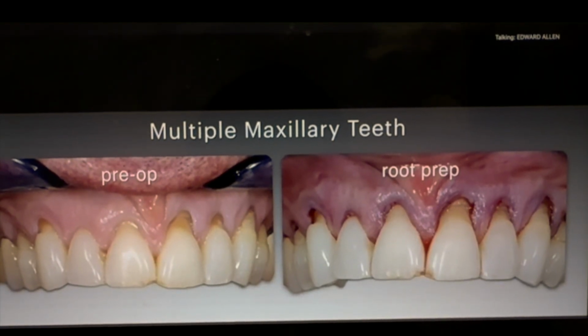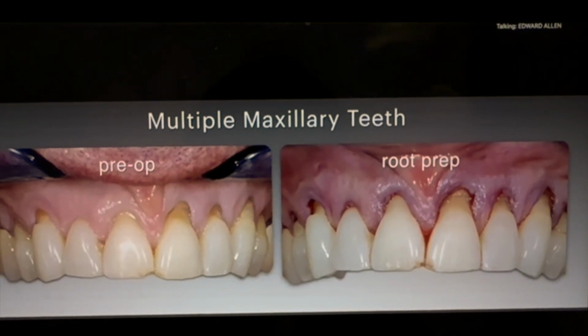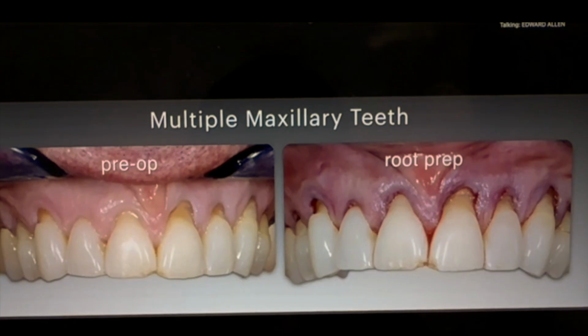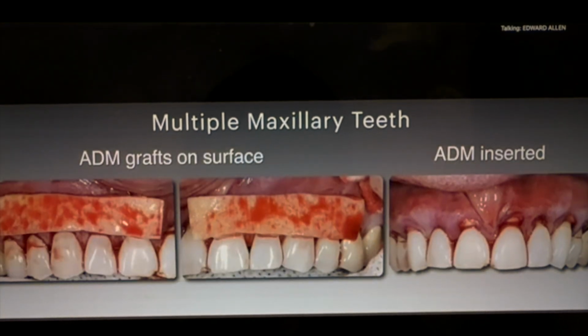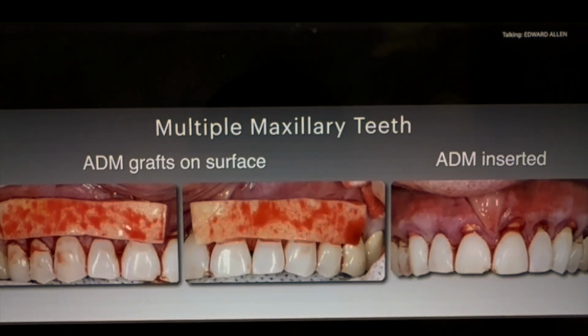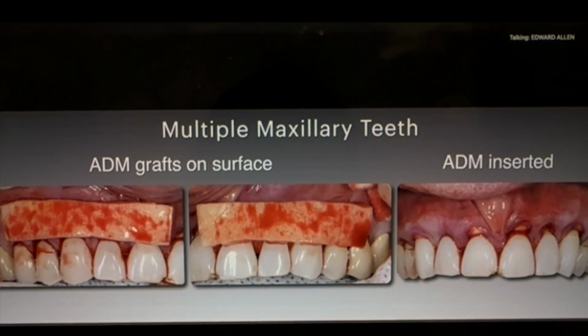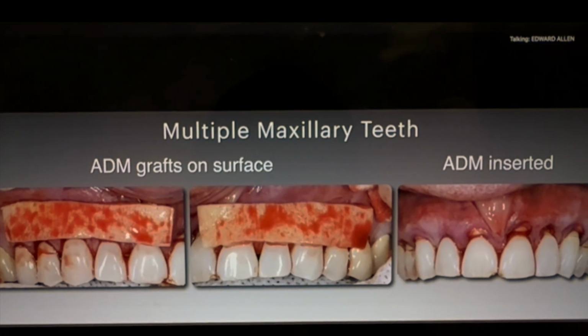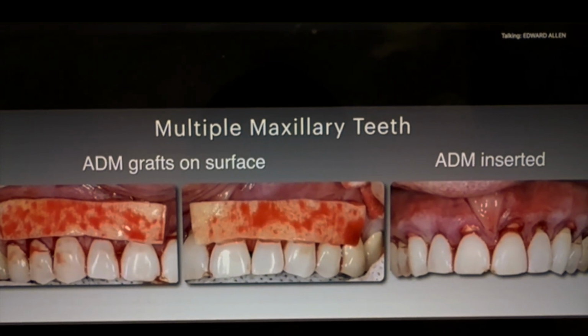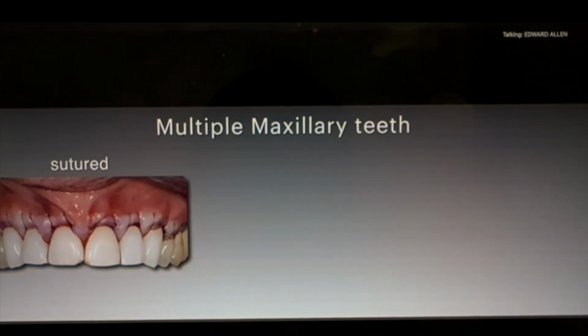A couple of examples. This is multiple maxillary teeth. It's going to be a reconstruction case. So root prep is done. At this time, I was using PRP. I don't do that now. I needed 2 grafts. These are allografts, and they've been soaked in PRP, introduced through the sulcus, and I do a continuous sling suture from each posterior quadrant. So there's 2 sling sutures here.